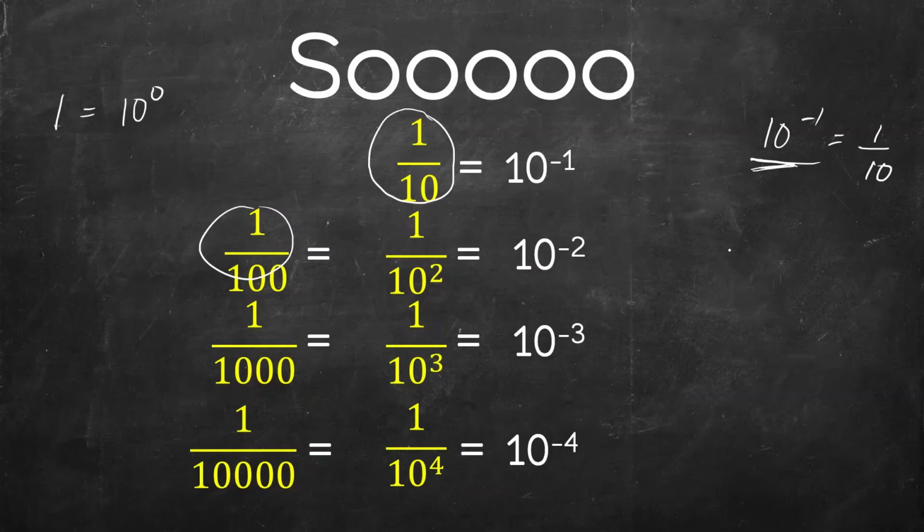Kasi, hindi siya pwedeng 10 squared, kasi si 10 squared ay 100. We are talking about 1 over 100. So, it will become 10 raised to negative 2. Si 1 over 1,000 naman ay 1 over 10 cubed, which is equal to 10 raised to negative 3. While si 1 over 10,000 naman ay 1 over 10 raised to 4, which is equal to 10 raised to negative 4, kapag inalis natin yung numerator.